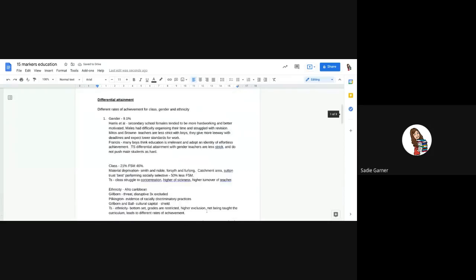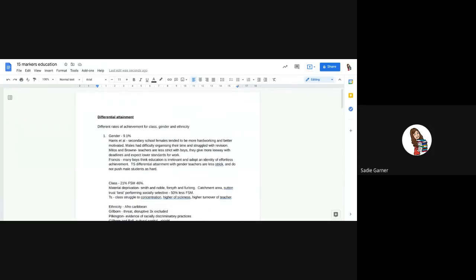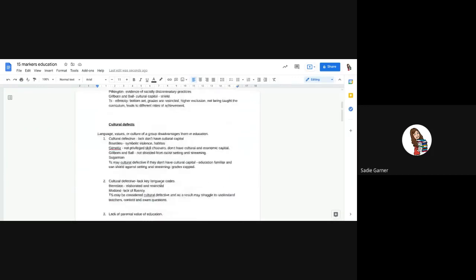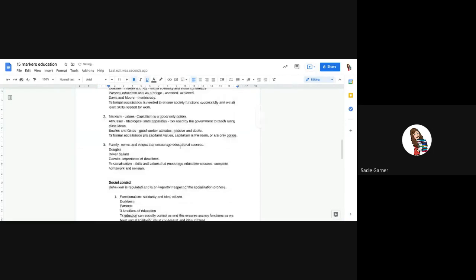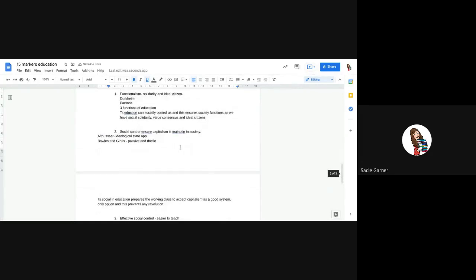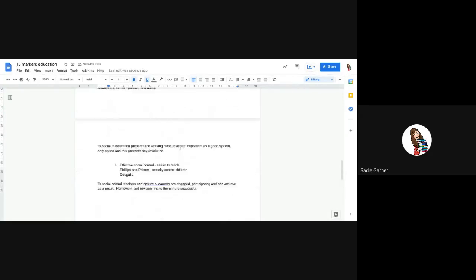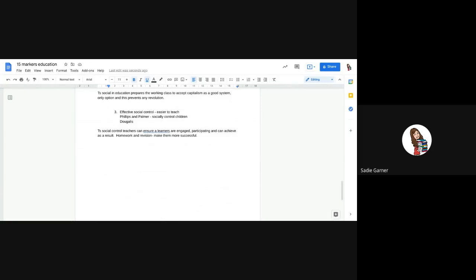Okay, I think I'm going to leave that there because my brain is starting to slow down, which is not a good sign. So we want differential attainment, cultural deficit, formal socialization. Social control are all into your 15 marker grid. What I will do is leave that one there, and then I will do a separate video picking up with equality of opportunity. Thanks, folks.